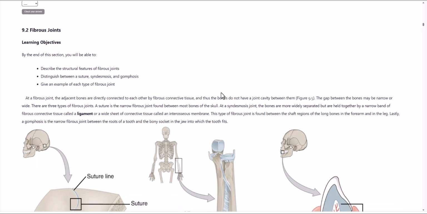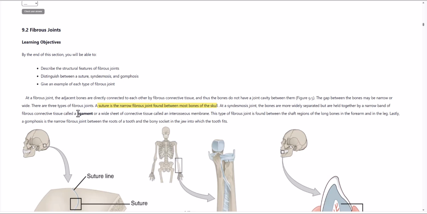So this is where two bones come together and they have little to no movement. The gap between the bones may be extremely narrow. And there are three main flavors here. One, the suture. We know those. Those are the cranial bones coming together, and the connection between them is a fibrous connective tissue.